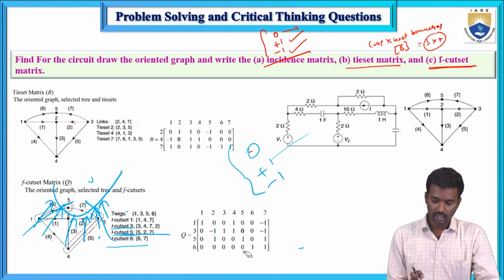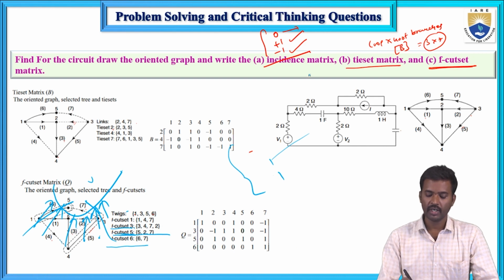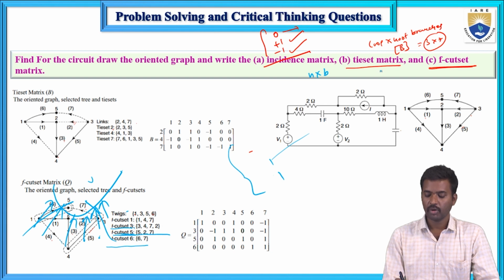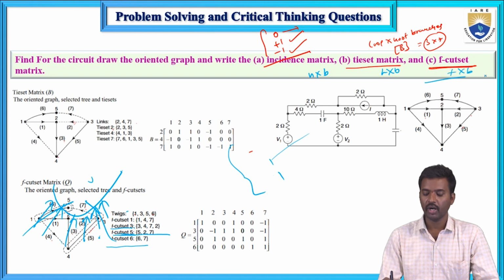So in this way, for the incident matrix, the size is number of nodes cross number of branches, and for the loop matrix, number of loops cross number of branches, and for the F cut set matrix, number of F cut sets cross number of branches.